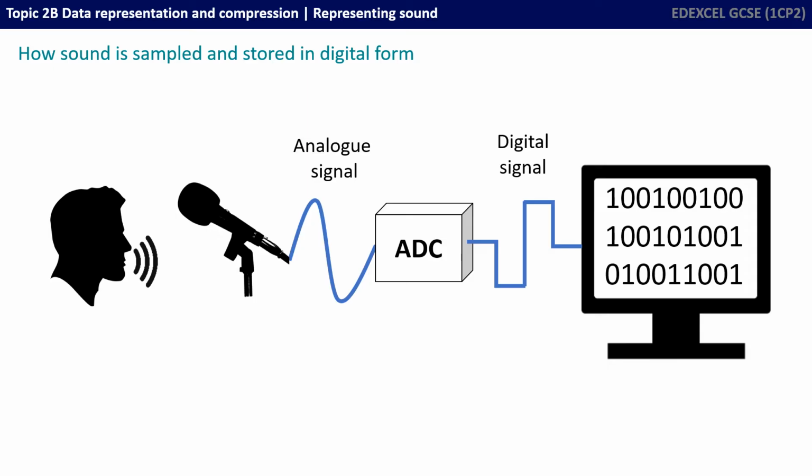We can visualize sound as an analog wave, and to store the sound in binary, we need to convert what is an analog signal into a digital binary one. This process is called analog to digital conversion.